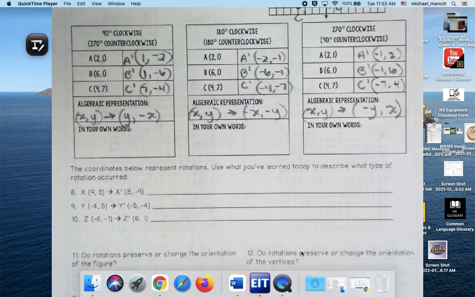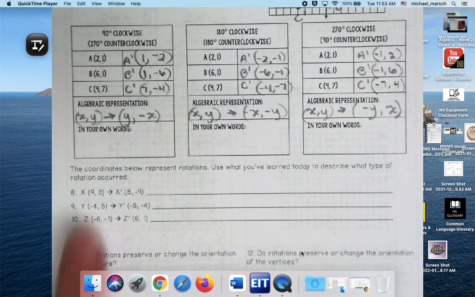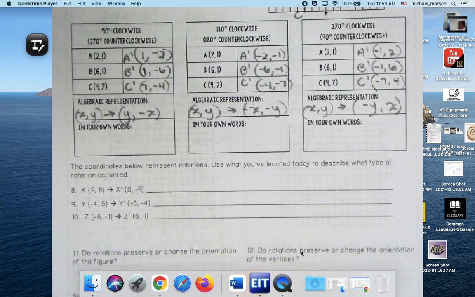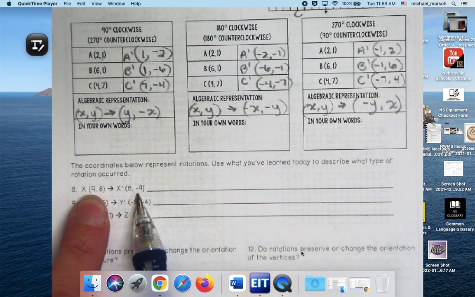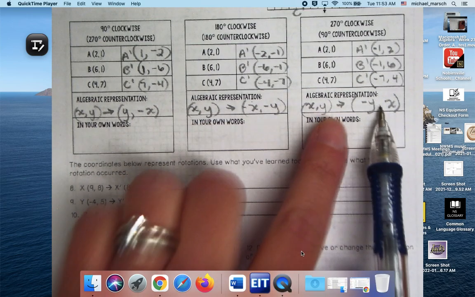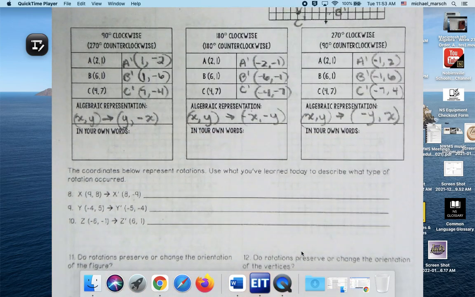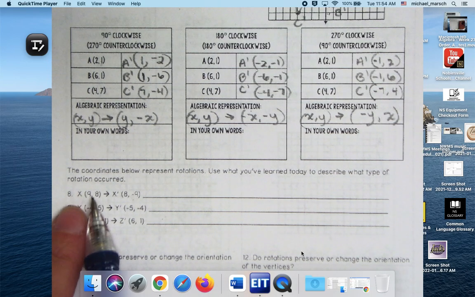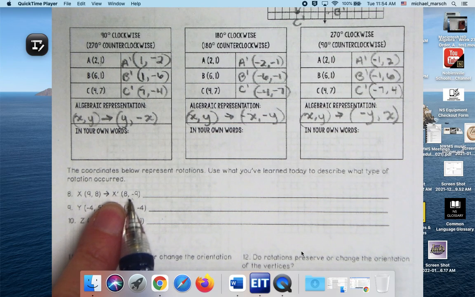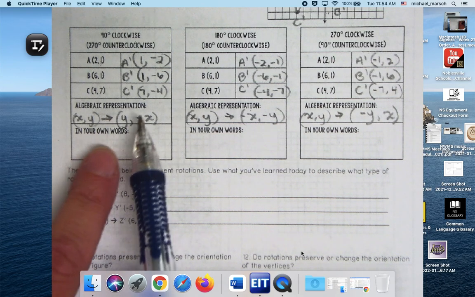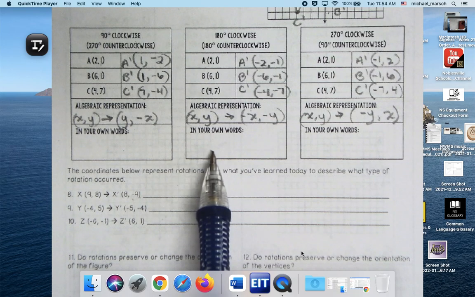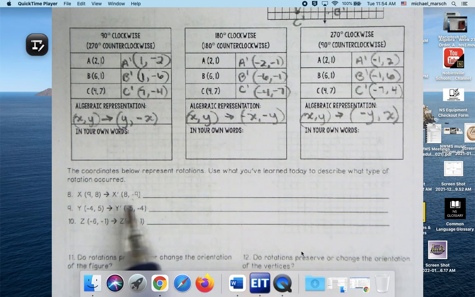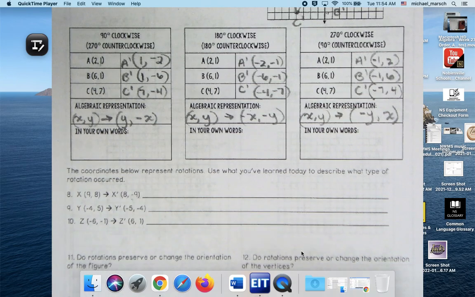Yay, math. Okay, I want you guys to do 8, 9, and 10 and tell me what rotation happened. If I go from this to this, did I do 90, 180, or 270 for each rotation clockwise? If I start out at x at 9, 8, and I end at x prime, which is 8, negative 9, what does that match up with? Which algebraic representation? 90 degrees, 180 degrees, or 270 for the rotation? What happened to get from here to here?